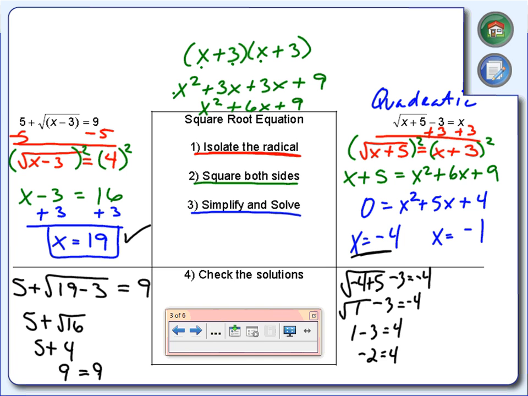Wait a minute, did we make a mistake? Did anybody see anything wrong? Let's see. I put in a -4 for the x's. Let's check the math here. -4 plus 5 is 1. We took the square root of 1, which is 1. And 1 minus 3 is -2, not -4. So what the heck is going on? Did we make a mistake? Hello? Lindsay, help us out. Why is it not working?